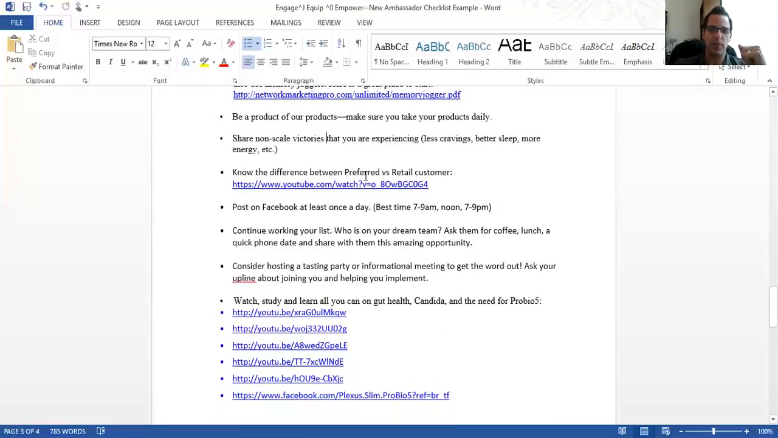Understand the difference between a preferred and retail customer. In short, a retail customer can buy the products whenever he or she wants to, doesn't sign up for anything, and pays the most for the products. A preferred customer is basically signing up for a monthly auto shipment for that product or whatever products they're getting.